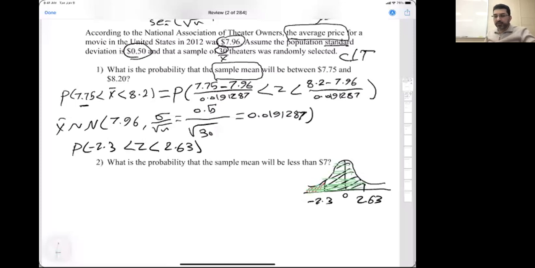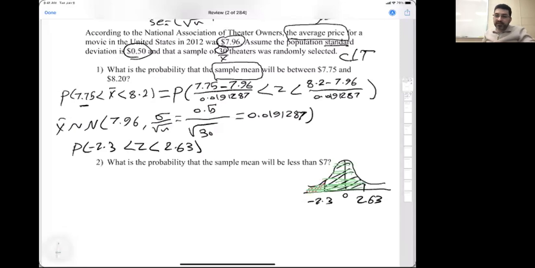Here you need to find the area between two points. Under the curve you have two areas, a large area and a small area. The large area is the green one for 2.63, and the small area for negative 2.3 is the red one. We need the area between these two numbers. So if you subtract the small area from the large area, because the large area also contains the small area, the remaining will be the area between these two numbers.